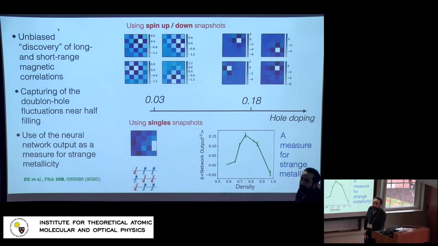Sorry to be confused, but the doublon-hole fluctuations should occur near half filling, and I'm confused by the x-axis showing something strong at 80% filling. Yeah, so this is not related to this. These are different trainings at different densities, and each of these panels is a different run of its own. Here, this is what happens at half filling, and then this is something that you can pull out of your neural network, a measure for whatever is happening at low temperatures at that density.